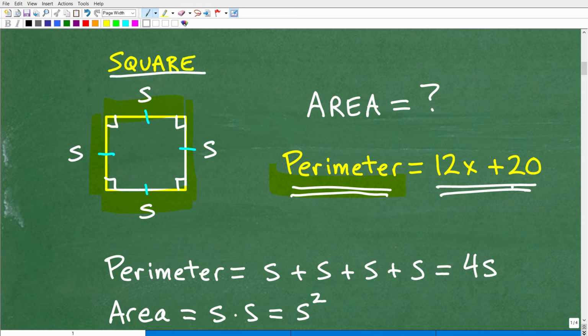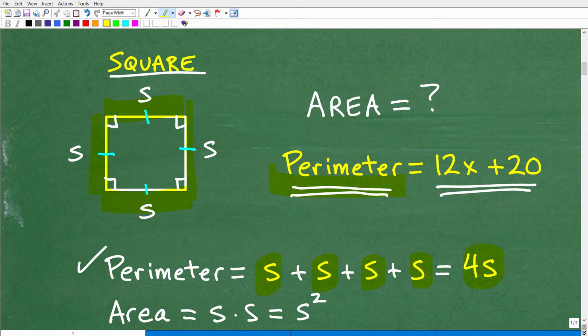So we want to find the area of this square. So what is the perimeter again? Well, it's all four sides. In this case, the perimeter of a square is side plus side plus side plus side, or we could write that as 4 times s, where s is the length of the side of the square.